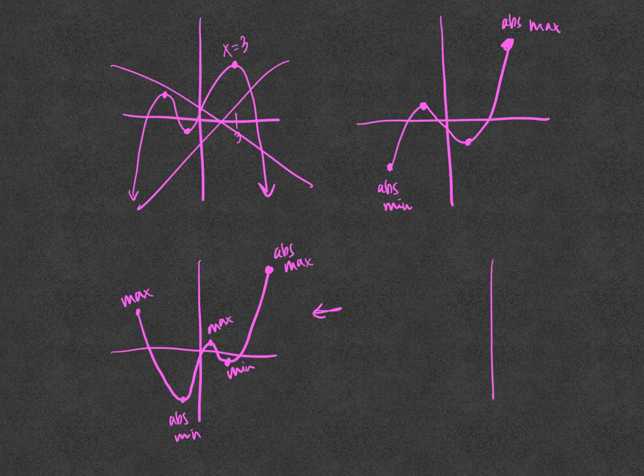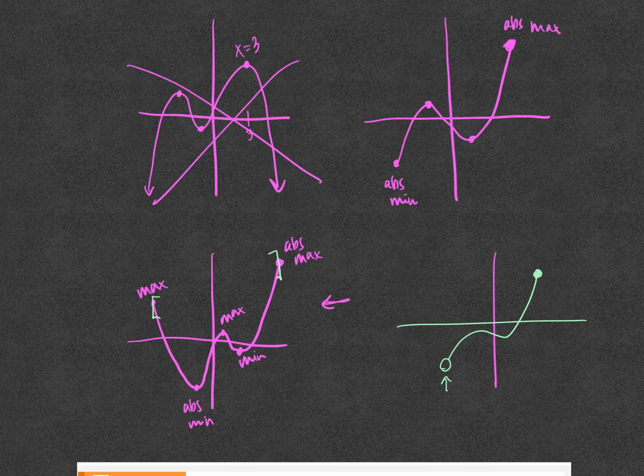Now let's put this one in green and say this one is not closed, but it is bounded. Because it is not closed, you don't have an absolute minimum because the point is not included. So it is important that it is closed. It is closed, that means the endpoints are included, and it is bounded.